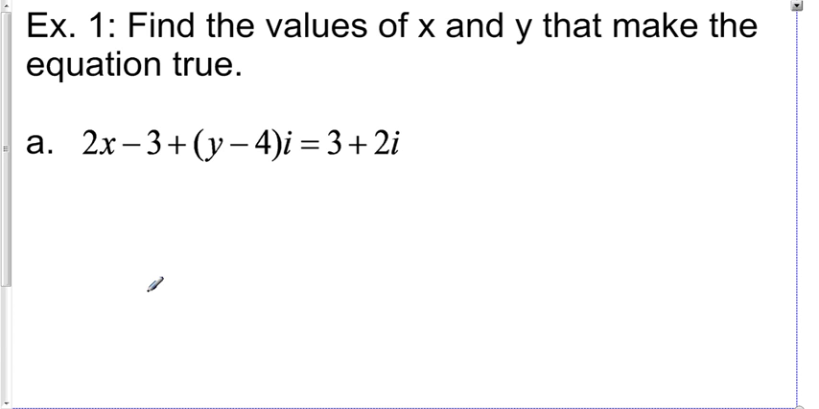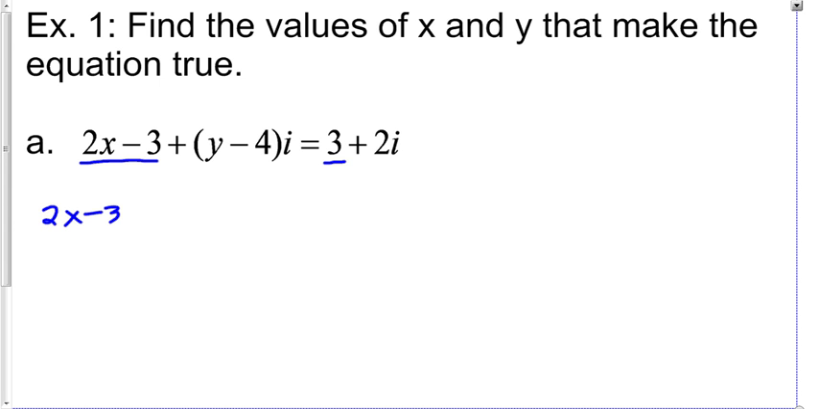In this equation, we want to find the values of x and y that make it true, and we've got a complex number equal to another complex number. I'm going to underline the real parts here in blue. 2x minus 3 is the real part on the left side, and positive 3 over here is the real part on the right side. Now, these have to equal each other if the left side and the right side are the same complex number. So let's start by setting the real parts equal.